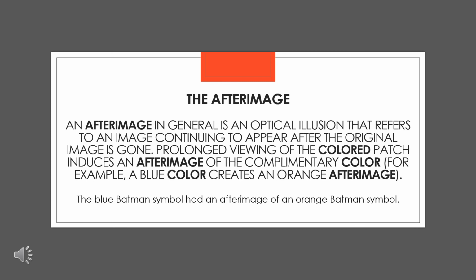The answer is the after image. An after image, in general, is an optical illusion that refers to an image continuing to appear after the original image is gone. Prolonged viewing of the colored patch induces an after image of the complementary color. For example, the blue color creates an orange after image. The blue Batman symbol had an after image of an orange Batman symbol.